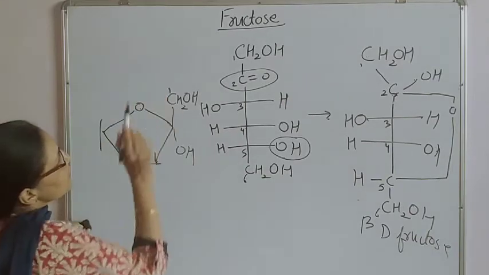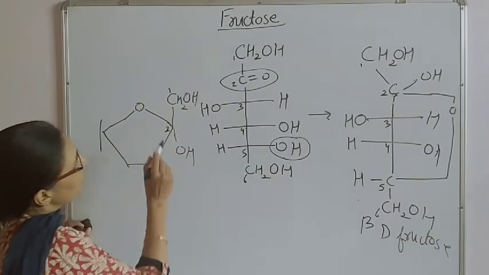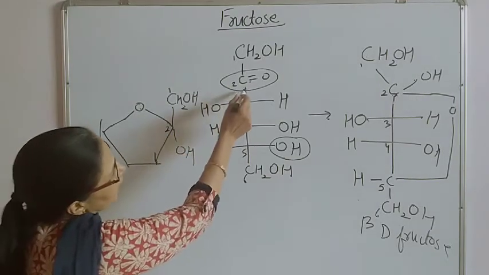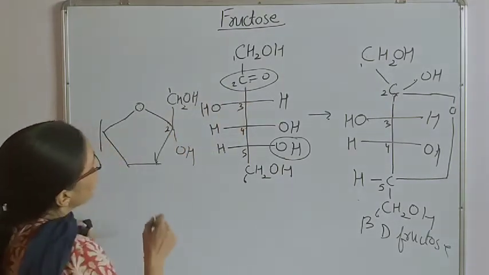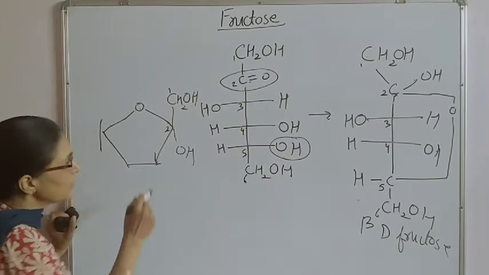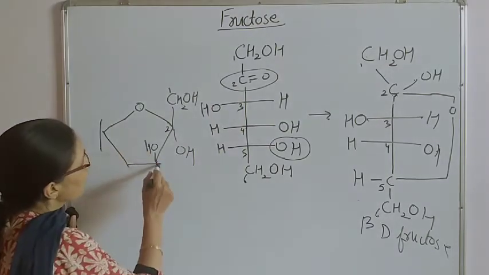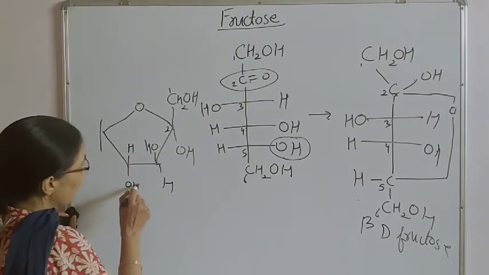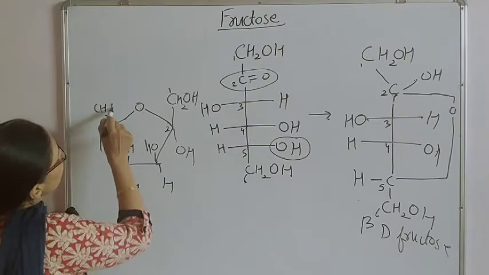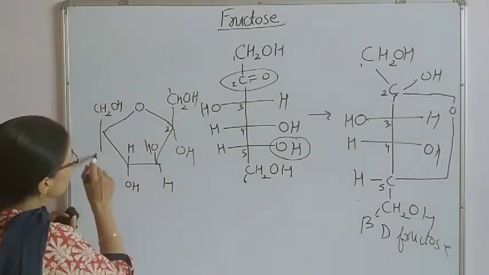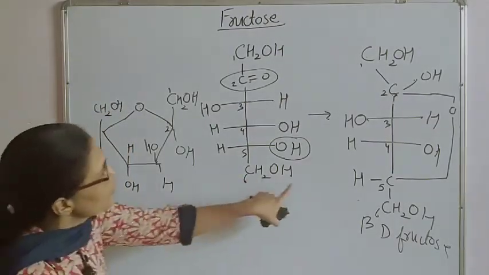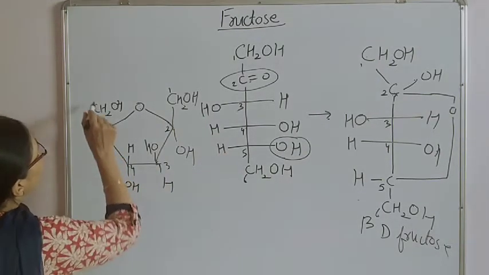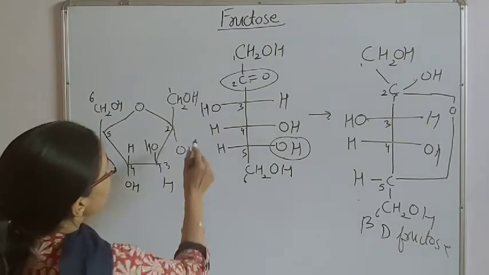This one is the first carbon atom. This one is the number 2 anomeric carbon atom, from which 2 structures we can have, one is alpha and another one is beta. For the third carbon atom, the configuration is the same, OH, H, here H, OH, and as usual CH2OH and hydrogen. So third carbon atom, 4 carbon atom, 5 and 6. This is the structure.